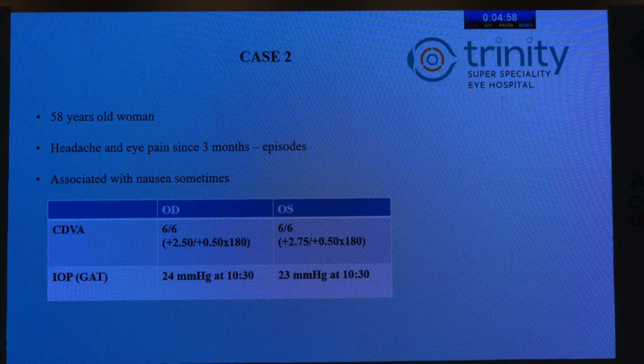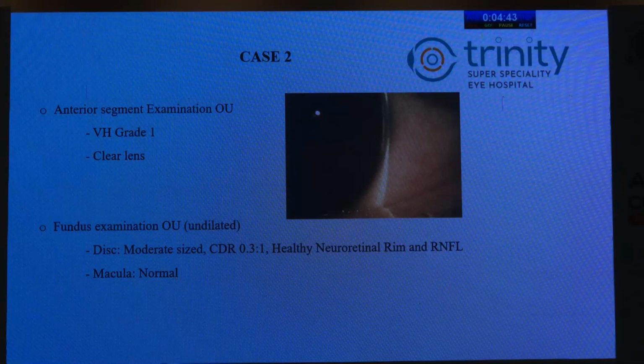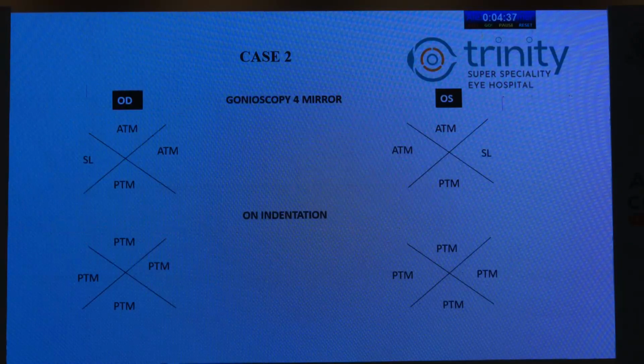Case 2 is about a 58-year-old woman who came with headache and eye pain since 3 months, with episodes sometimes associated with nausea. She was a hypermetrope. Diopter was +4 in the right eye and +3 in the left eye. Anterior segment examination revealed a grade 1 Van Herick's and a clear lens. Fundus examination was within normal limits.